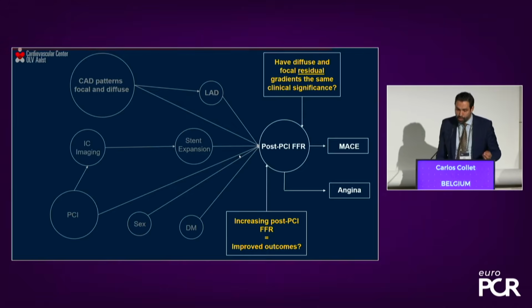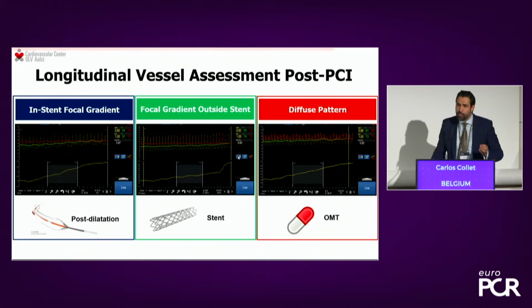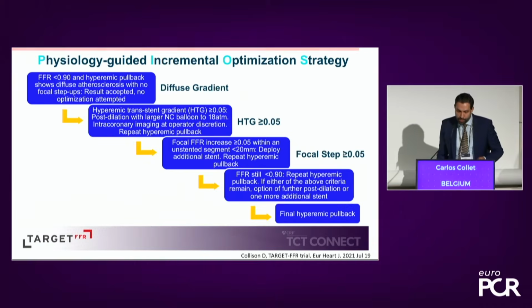We still don't know the answer, but what I can tell you is that when we do a post-PCI FFR pullback, three things can happen. We can have an in-stent gradient, which is the physiological consequence of stent underexpansion. You can have focal lesions outside the stent, which we don't know what they mean, but we're able now to depict them pretty well, and probably will need to do an additional stent. And you have diffuse pressure losses that are treated with medical therapy.